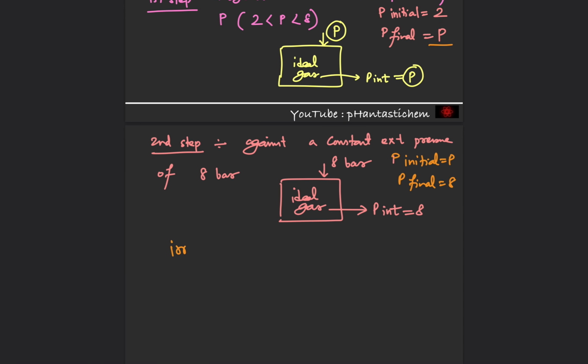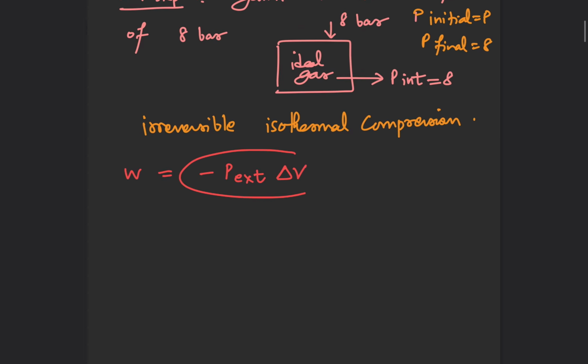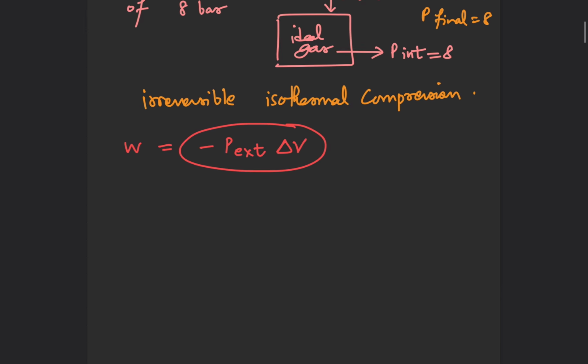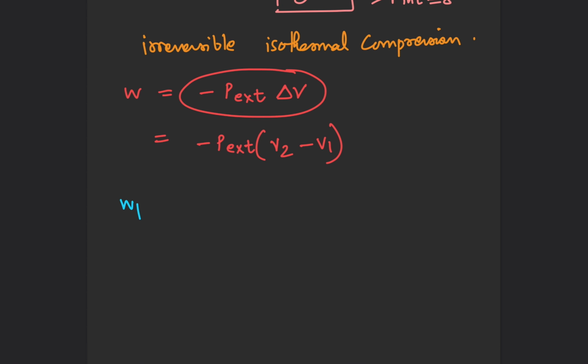Okay. Both of these are examples of irreversible isothermal compression. Okay. So therefore we can write work as minus P external into delta V. Okay. And this is true for compression as well as expansion. Okay. So I can write minus P external into V2 minus V1, where V2 is the final volume, V1 is the initial volume. Okay. So let's say work done on gas in the first step is W1 and the volume of ideal gas is nRT by P. So this is from the ideal gas equation.